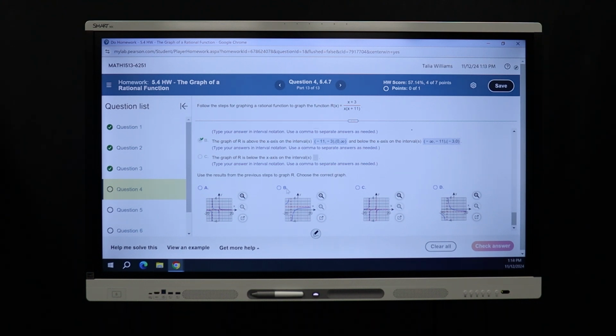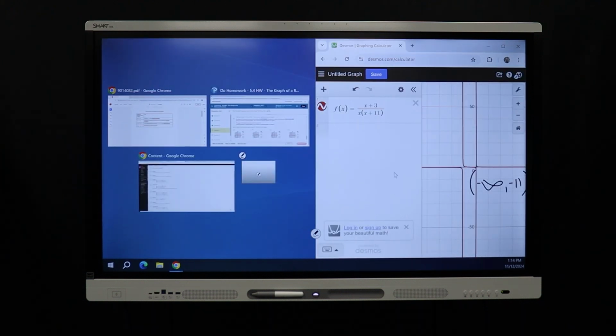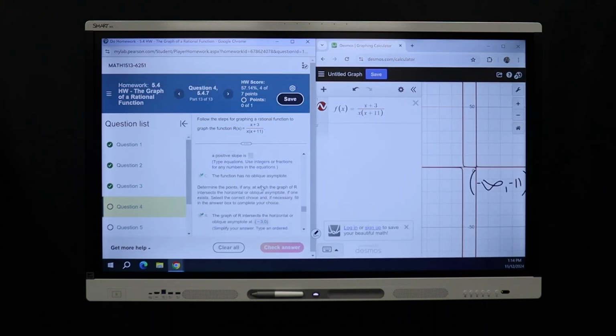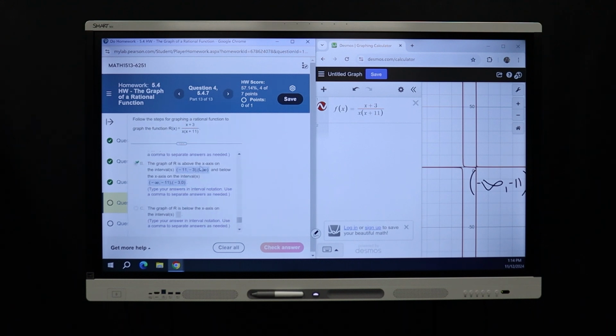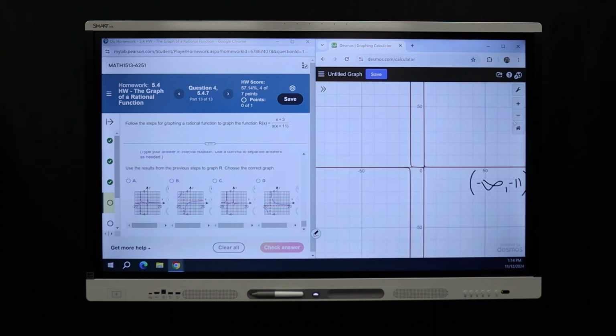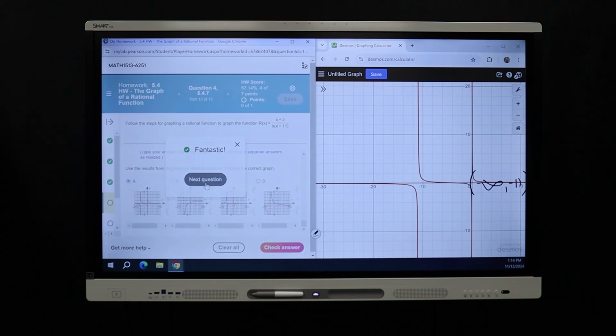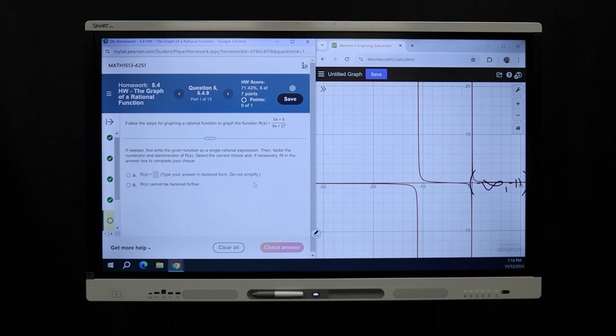One thing about pulling up Desmos is that now I know what that graph looks like. So the graph that matches it is this one. I think I like that. Okay. But we don't need to look at it until we get to that part.